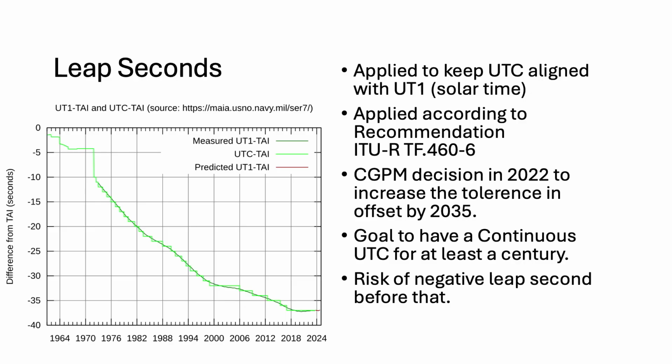So they are applied to keep the UTC aligned with the solar time. They're applied according to a recommendation from the ITU. There has been a decision by the General Conference on Weights and Measures to increase the tolerance by 2035. Because these leap seconds are really not popular. People don't like to use them. We want a continuous time scale, and I think the world is now mature enough to accept that time doesn't need to be bound by the sun in the sky. However, there is a risk of negative leap seconds before that, and this is something that has never happened before.